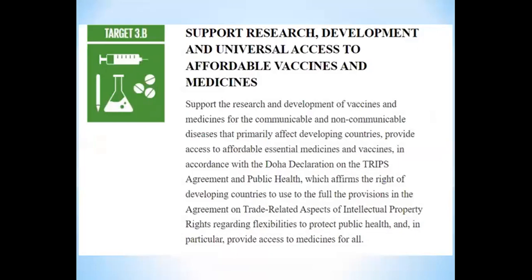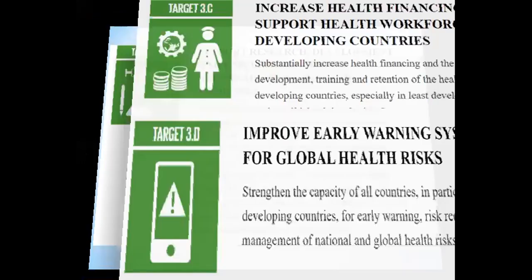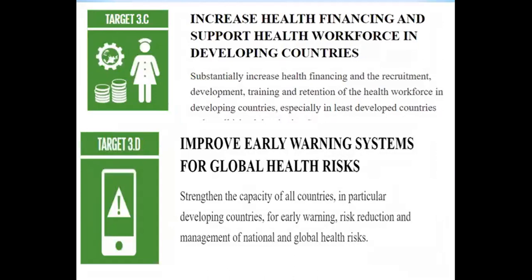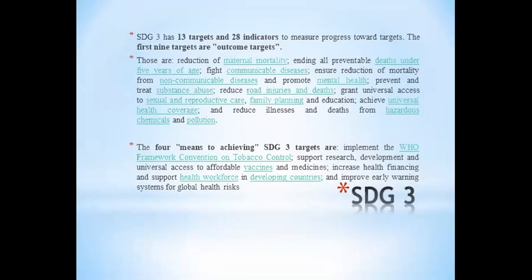Target 3.B is to support research, development and universal access to affordable vaccines and medicines. Target 3.C is increased health financing and support for the health workforce in developing countries. Target 3.D is to improve early warning systems for global health risks. SDG 3 has 13 targets and 28 indicators.